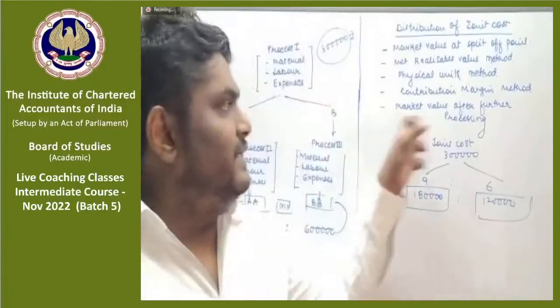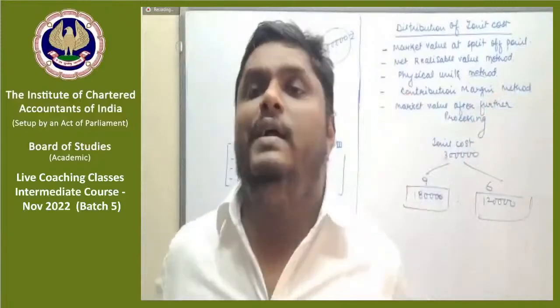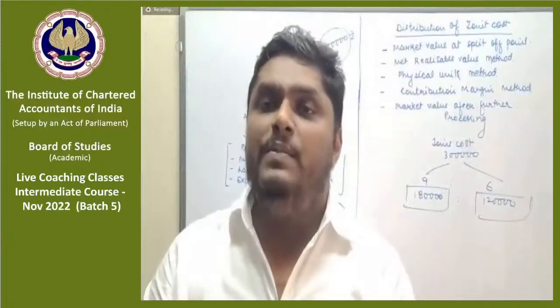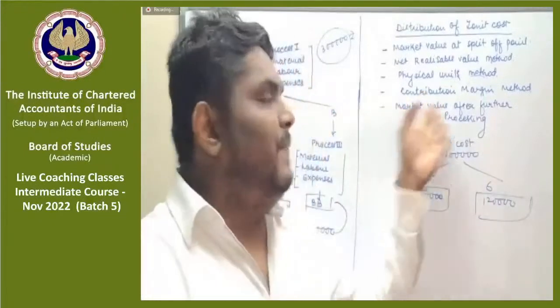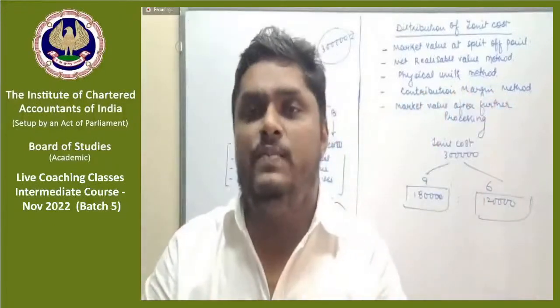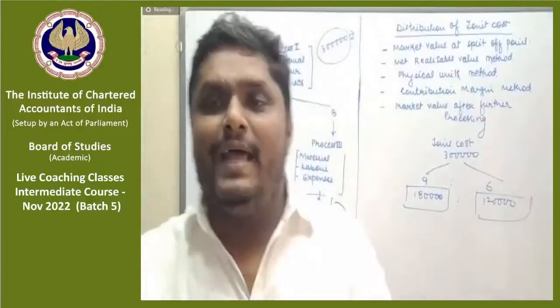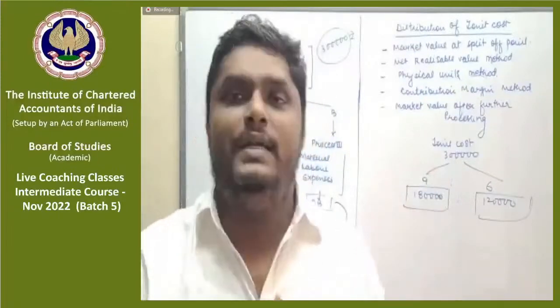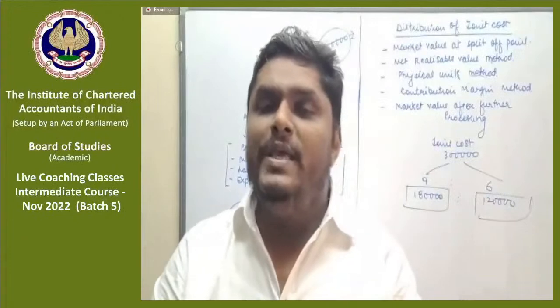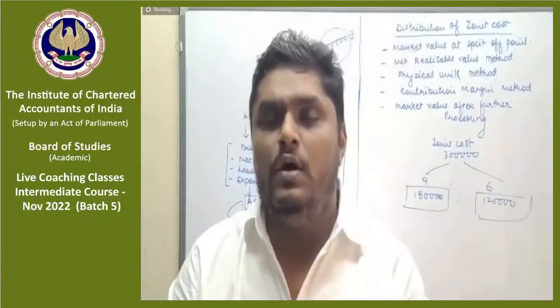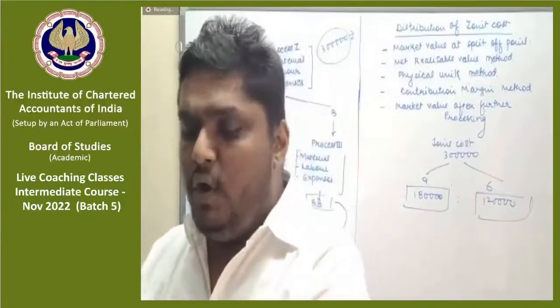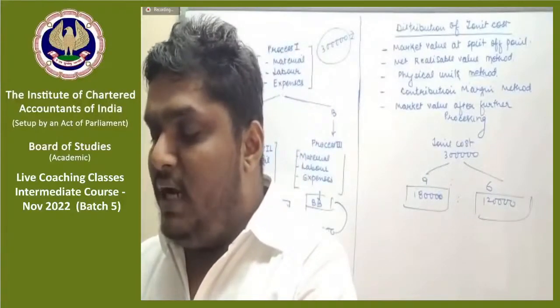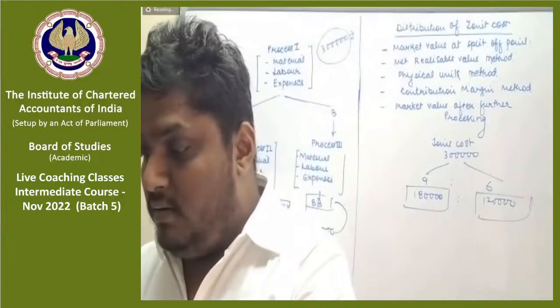So this method is to be applied when no other method can be applied. Apart from this, if the examiner clearly asks you to apply this method, then you have to apply this method. So these are all the methods we will be using for distribution of joint cost. If you guys have any doubts, you can ask me. Waiting for your queries. Else we'll start with the remaining part of the chapter.